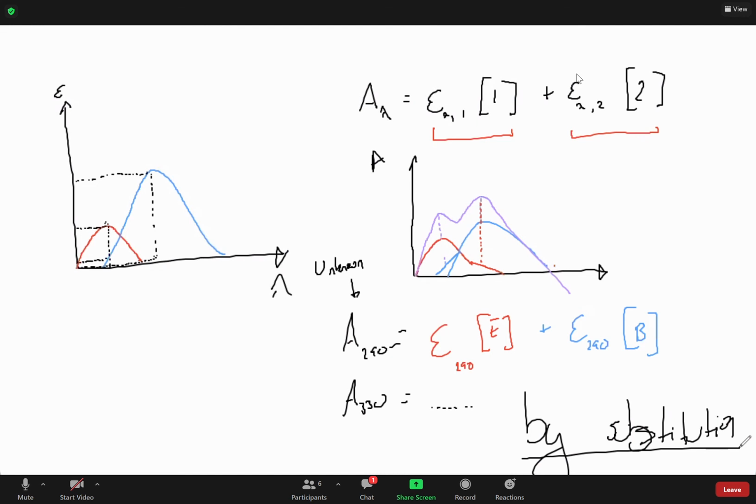Cool. I'll just give everyone a couple more seconds just to think about it and see if there's anything else that comes up.